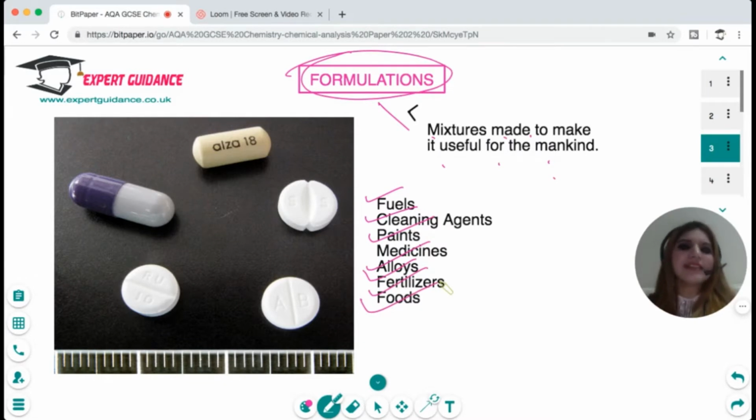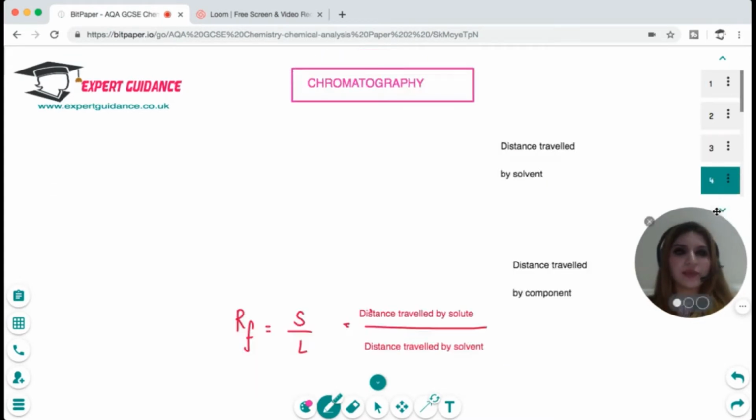Now, paint has a color mix in it, a binder, and a solvent. Fuel is a mixture of different hydrocarbons. Cleaning agents have a base mix to them and a water absorbent. Alloys are a mixture of two or more metals. Fertilizers are a mixture of many minerals, and food is a mixture of very many components. So these are the examples of formulations, and they're very important for the medical and the food industry.